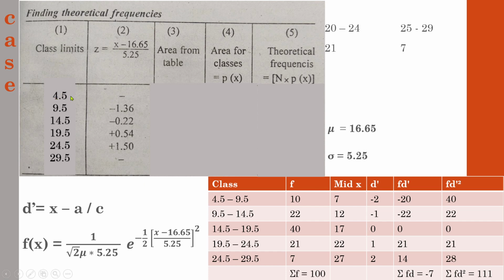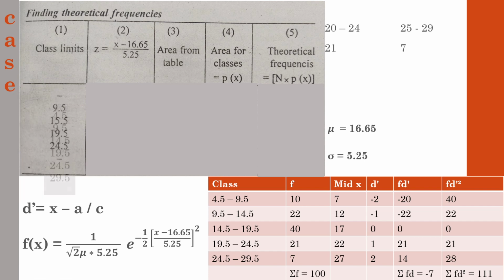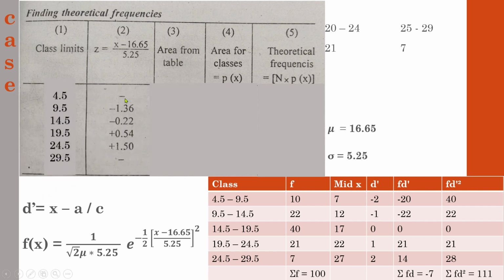First one, I have mentioned that 4.5 and 29.5 don't affect our computation. We need not take that. That is why here it is a dash, because earlier it was a dash. In some texts another sign is used. Since it doesn't affect our computation, let it remain as nothing. After that, 9.5. So 9.5 means 9.5 minus 16.65 divided by 5.25. Solve that and you will get 1.36.